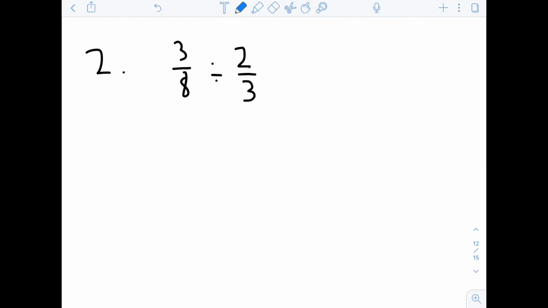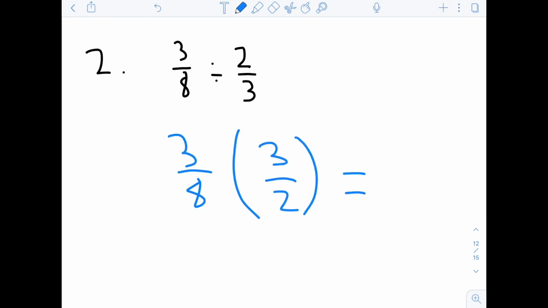So same thing with this. So 3/8 times the reciprocal of 2/3, which is 3 over 2. And that equals 3 times 3 is 9, and 8 times 2 is 16.